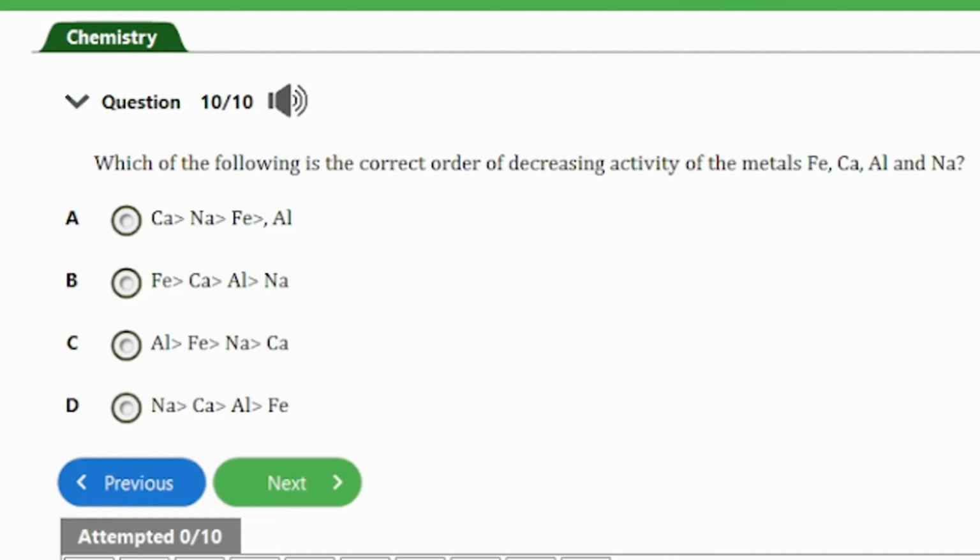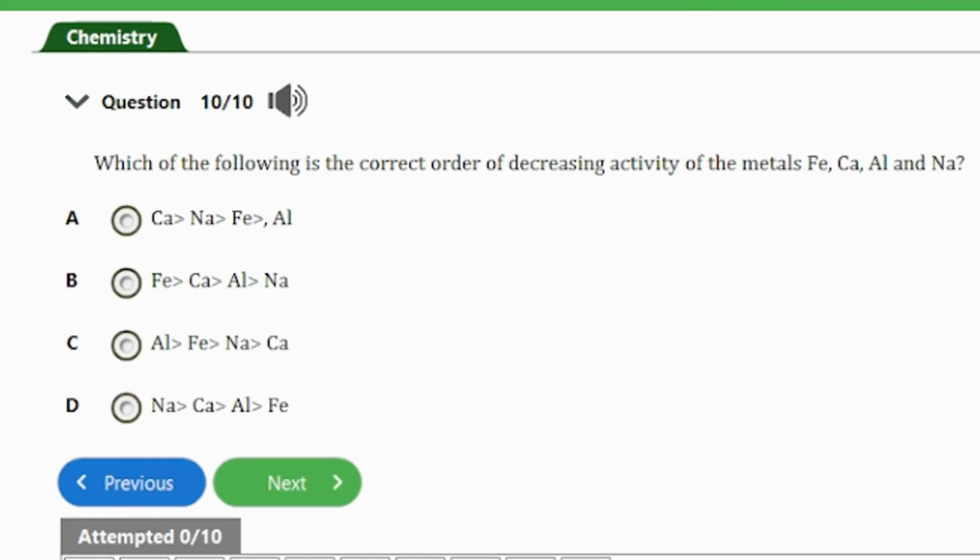Question number 10 says which of the following is the correct order of decreasing activity of the metals? We have iron, calcium, aluminium, and sodium. Option A, you have calcium over sodium, then iron, and then aluminium. Option B, we have iron, then calcium, then aluminium, and then sodium. Option C, we have aluminium, then iron, then sodium, then calcium. Option D, we have sodium, then calcium, then aluminium, then iron.